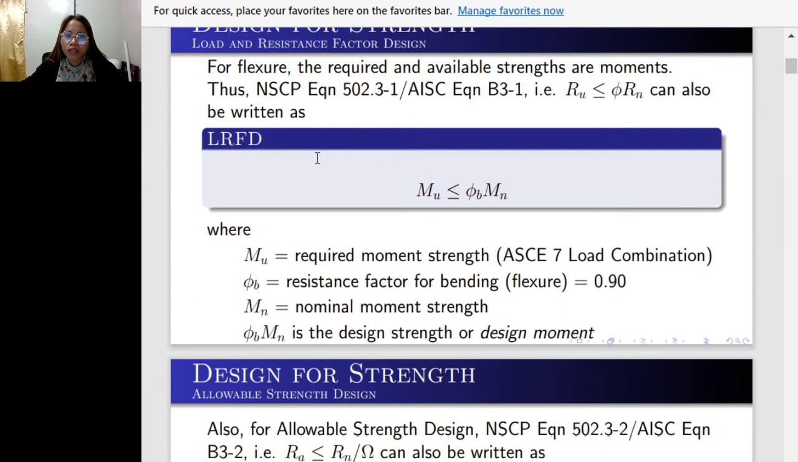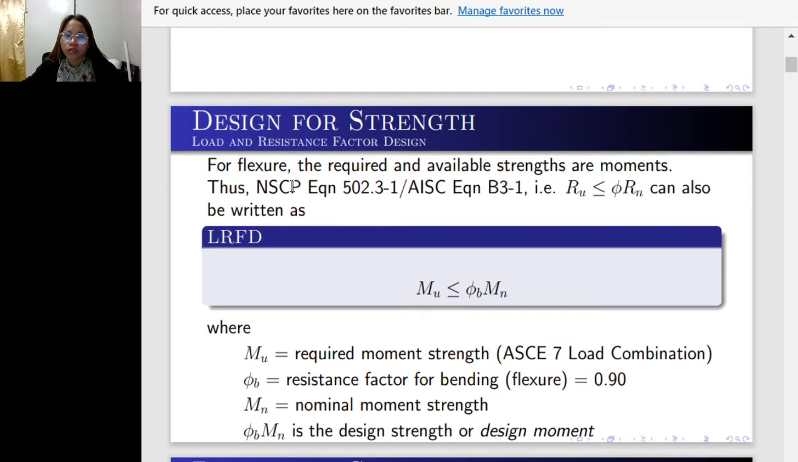The design for strength, load and resistance factor design for flexure: the required and available strength are moments. Thus, the NSCP equation 502.3-1 or the AISC equation B3-1, that is the ultimate R sub u, the factored loads, should be less than or equal to the resistance factor times the nominal strength.